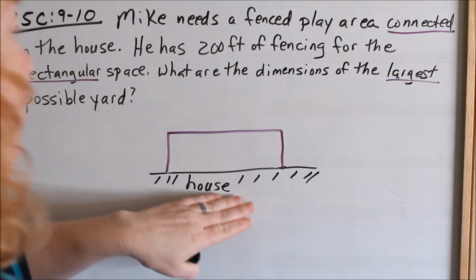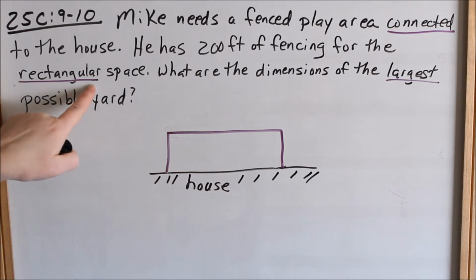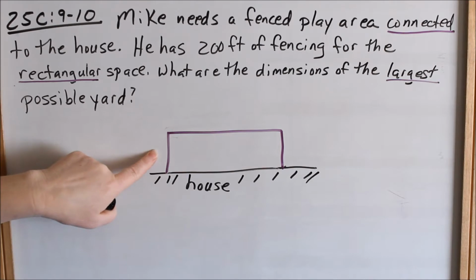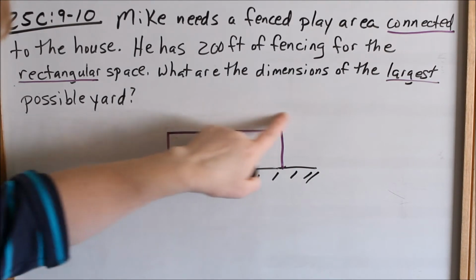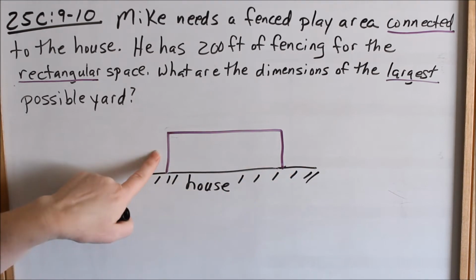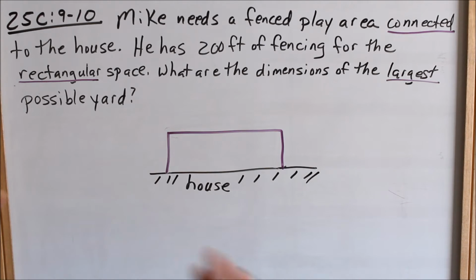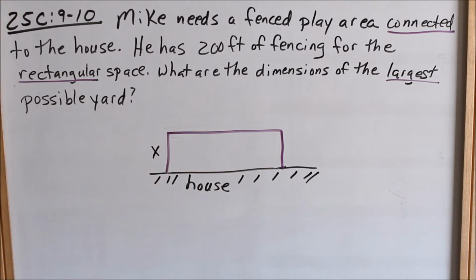Okay, so the important first thing is draw a picture. We're connected to a house. We know it's a rectangular space. So now we know we have 200 feet of fencing. Remember, perimeter means you add up all these sides. So this side plus this side plus this side is going to equal 200. Well, we don't know what they are, so we have to start assigning some variables. Let's just say we assign that as a variable x.